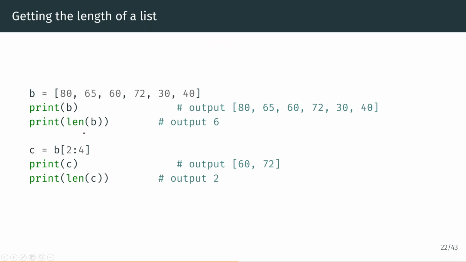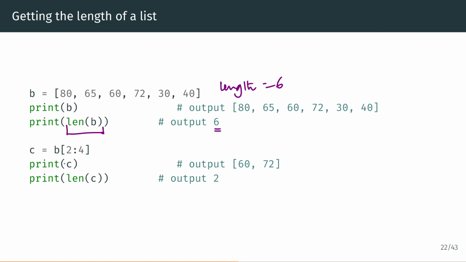Now, in this example, what we have is a list of length 6, as we can see. So if you just print the length of B, it will output 6. Obvious, right? It's not a big deal.